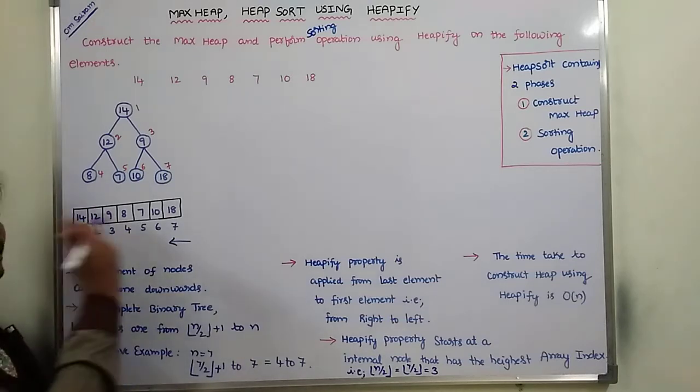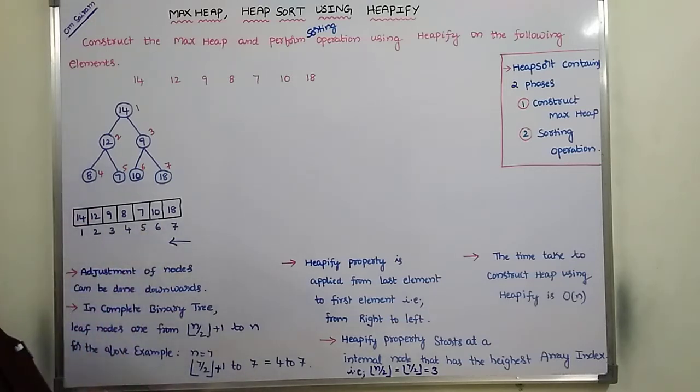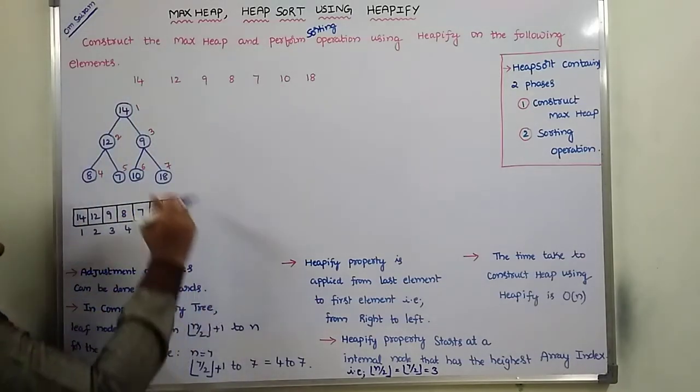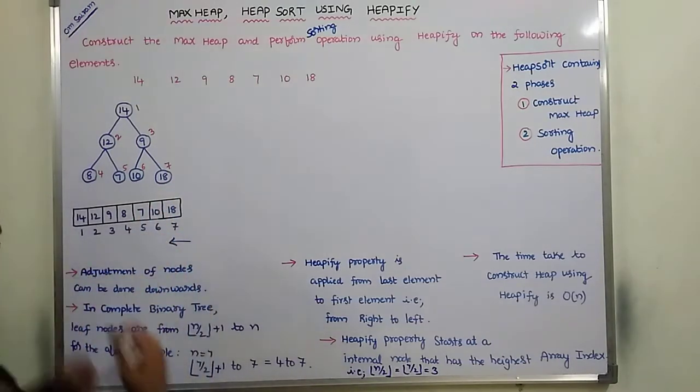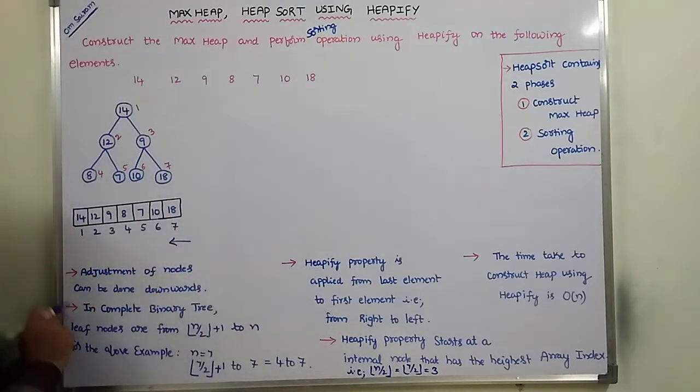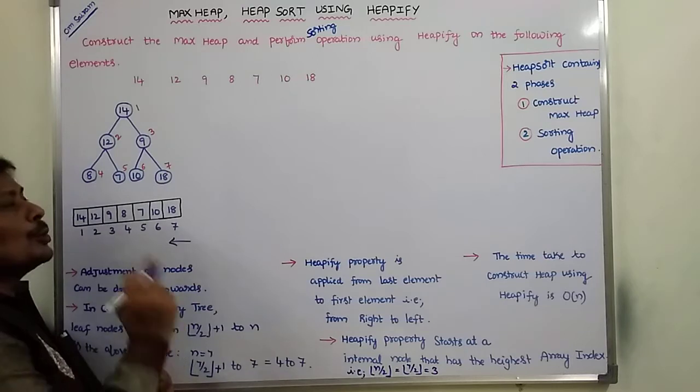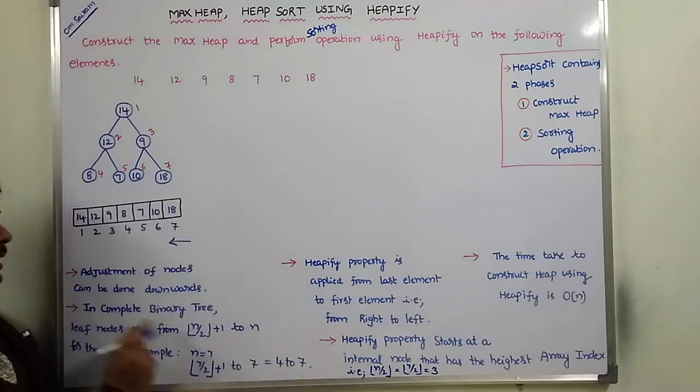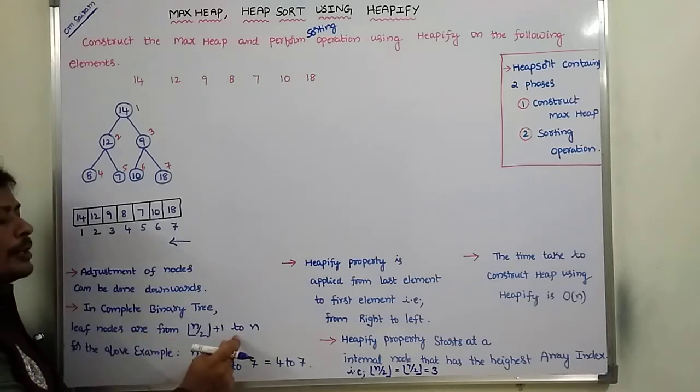Second point, adjustments or swappings can be done in the downward direction. But in the previous case, adjustments or swappings were done in the upward direction. Here in this case, adjustment is done downwards. Third point, in a complete binary tree, the leaf nodes are located from floor of n by 2, plus 1, to n.